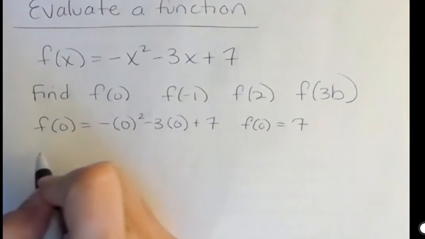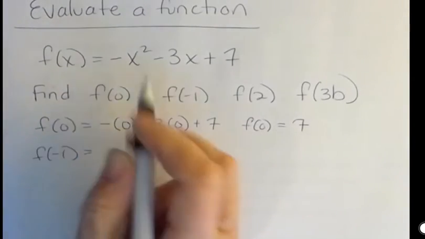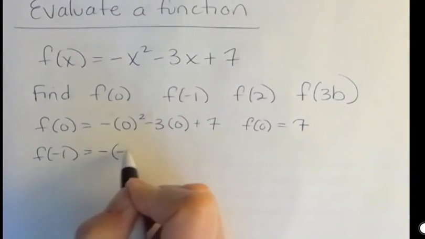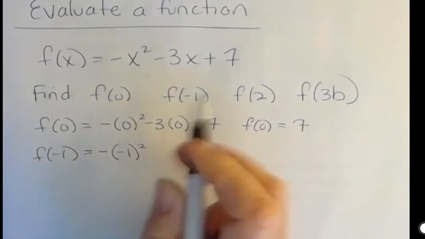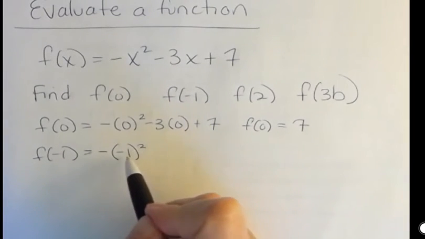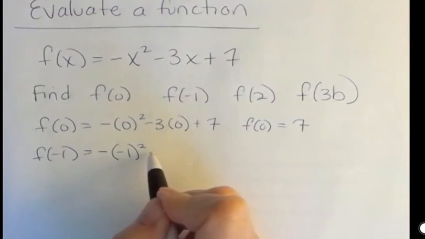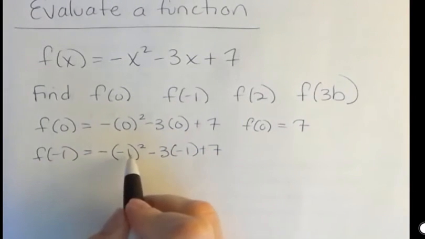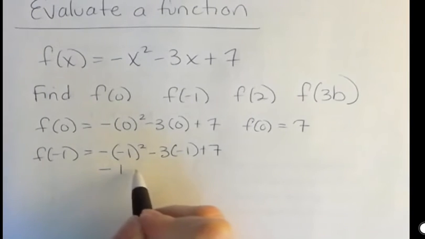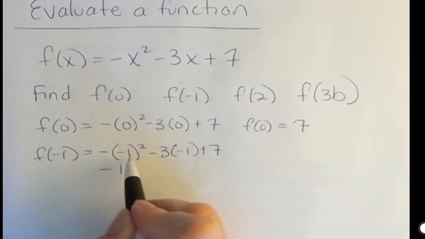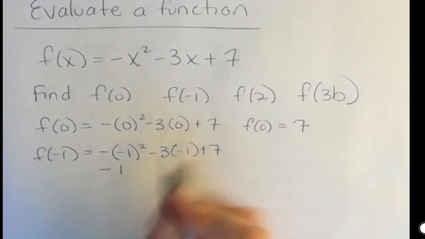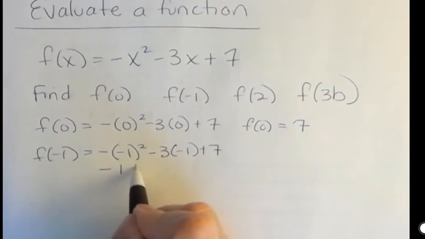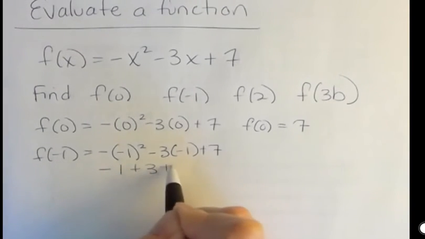What about f of -1? We want to be careful when we have a negative out front, and whenever I plug in, I want to put parentheses around what I'm plugging in. So I have a -1 squared, and then I have 3 times -1, and then plus 7. -1 squared is 1, so I have a -1 because 1 times 1, and then another negative. -3 times -1 is 3, and then 7.